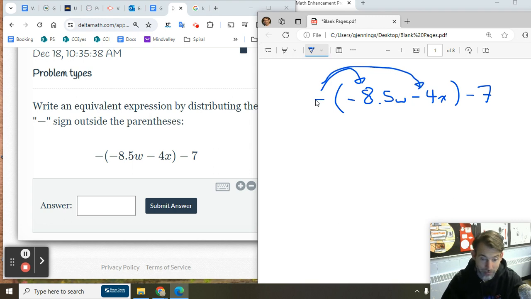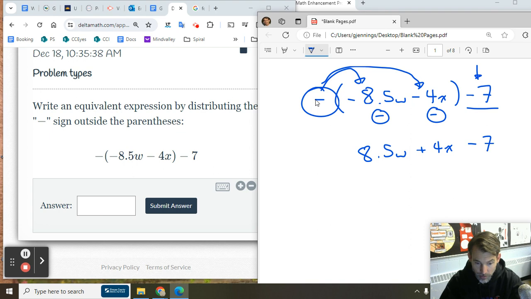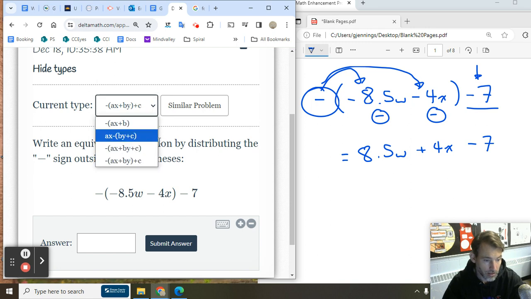Multiplying by a negative basically just flips the sign. So this was negative, both flip to positive. 8.5w plus 4x minus 7. You see, this one was not inside the bracket, so it does not come along for the multiplication by -1 ride. So that's the answer that Delta Math is looking for. Okay, let's see what else we've got.